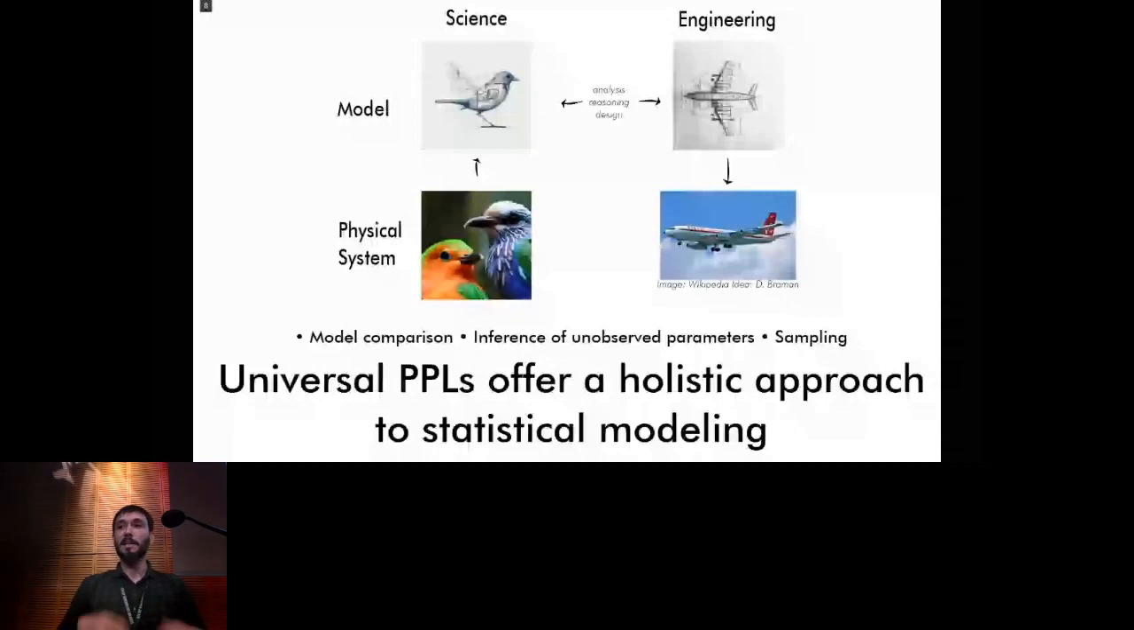And my claim here, I'm not going to prove it, I'm just going to state it, is that universal probabilistic programming languages give a holistic solution for your modeling needs, at least when the modeling needs are statistical modeling. If you can do a Bayesian model of your system, then with a probabilistic programming language, you can express that in a very succinct way and solve it in a very nice way.